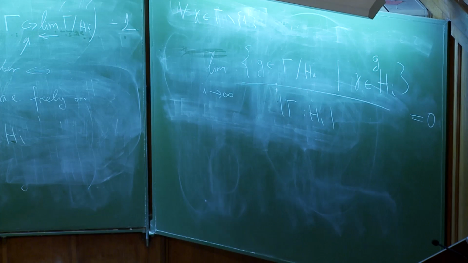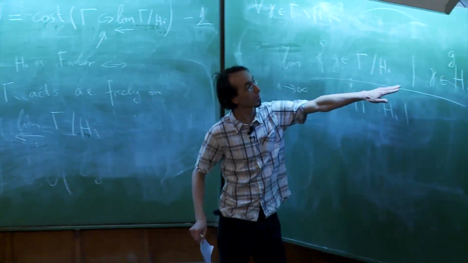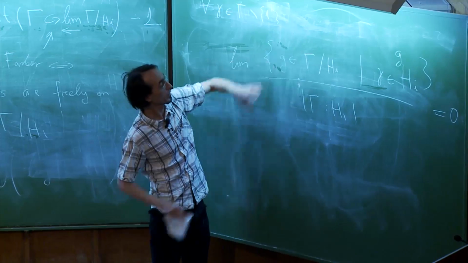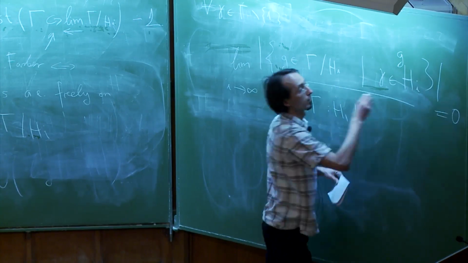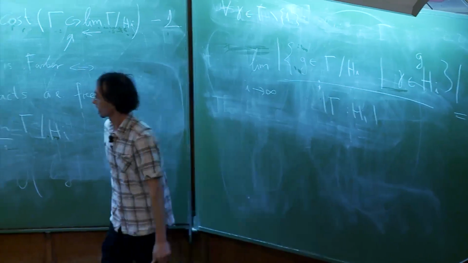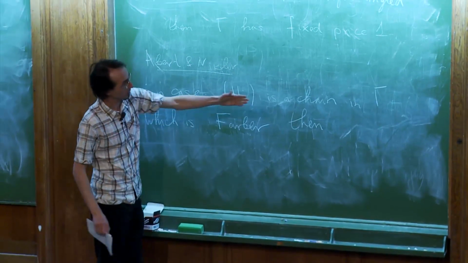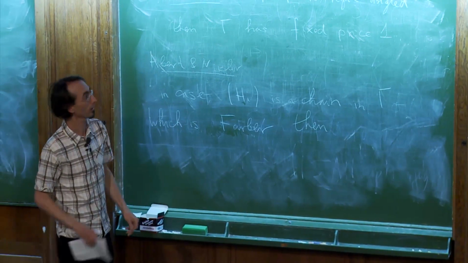So if these H_i were normal subgroups with trivial intersection, then at some stage the numerator here becomes 0, and you get a sequence of zeros. But Farber just relaxes the condition of being normal in this case.